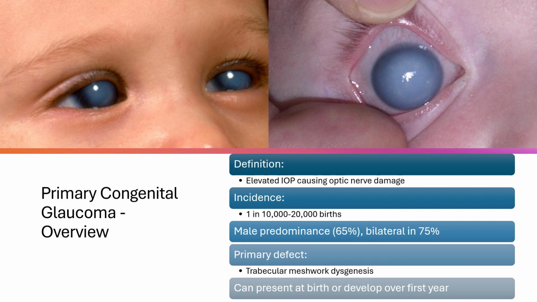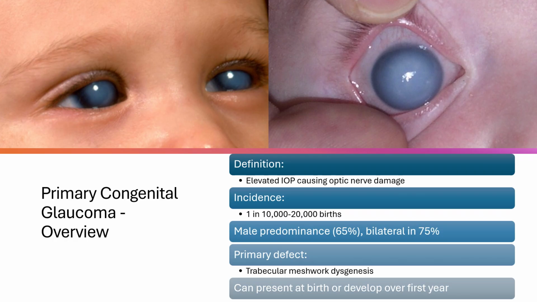The asymmetry can mislead clinicians early in the disease course. Presentation varies significantly. Some infants show signs at birth. Cloudy, enlarged corneas immediately alert the delivery team. Others develop symptoms gradually over the first year as intraocular pressure rises. This variable onset reflects the spectrum of trabecular meshwork abnormalities.